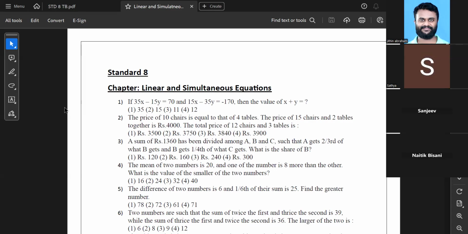If 3x minus 15y is equal to 17 and 35x, sorry, 15x minus 35y is equal to minus 170, then the value of x plus y is equal to how much? So again, the story remains the same, my dear children. You'll have to find कि किसको cancel करना है. किसी एक को multiply करना है and then you can cancel.